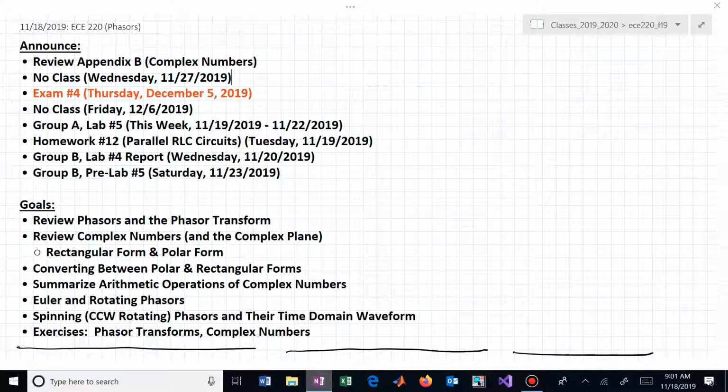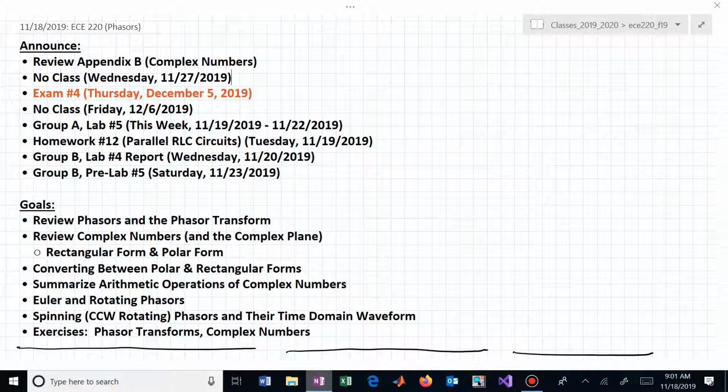And Group A, you are beginning your final lab this week. Lab number 5 is this week, and it deals with first order circuits, RC circuits, and also sinusoidal steady state, and now you're going to be doing that in the lab. Your homework number 12 is due tomorrow. That's dealing with RLC circuits. And Group B, you need to be finishing up lab number 4. Your report is due Wednesday, and your pre-lab for lab number 5 is due Saturday.